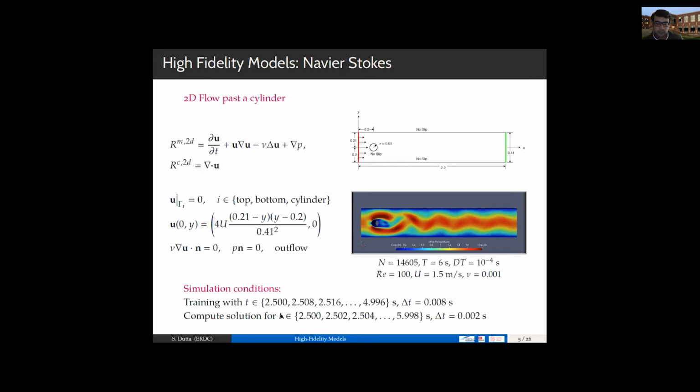And then we'll compute using the reduced order model, we'll compute solutions from 2.5 to 6 seconds, which is a little bit longer than the training period. And we'll also use a finite time step just to see the interpolation quality.